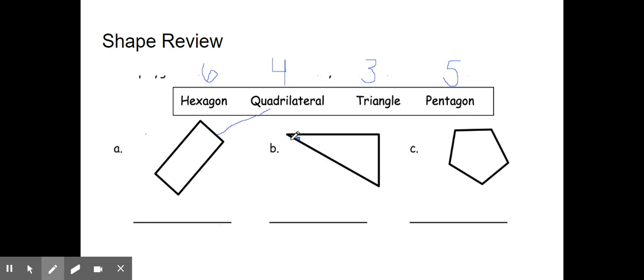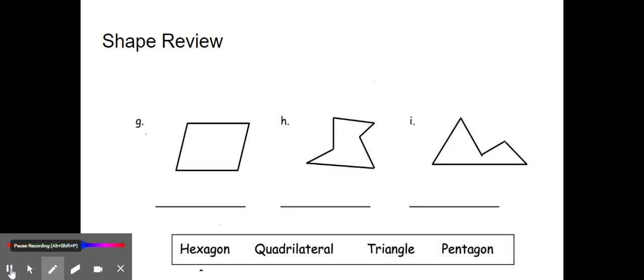B, let's count the sides. 1, 2, 3. A shape that has 3 sides is a triangle. For C, let's count the sides. 1, 2, 3, 4, 5. A shape that has 5 sides is a pentagon. Great job. Let's go over a few more shapes.